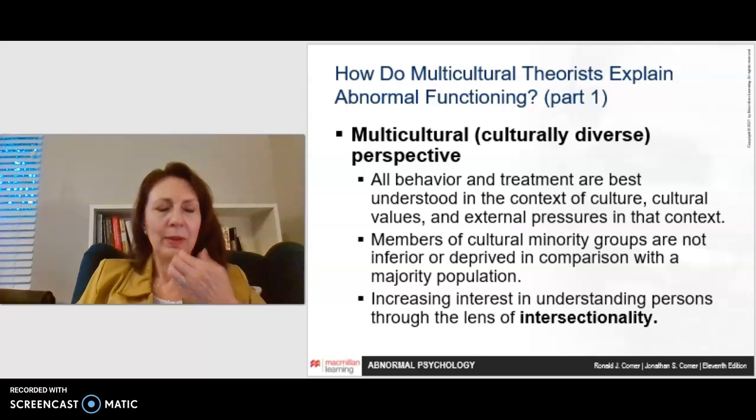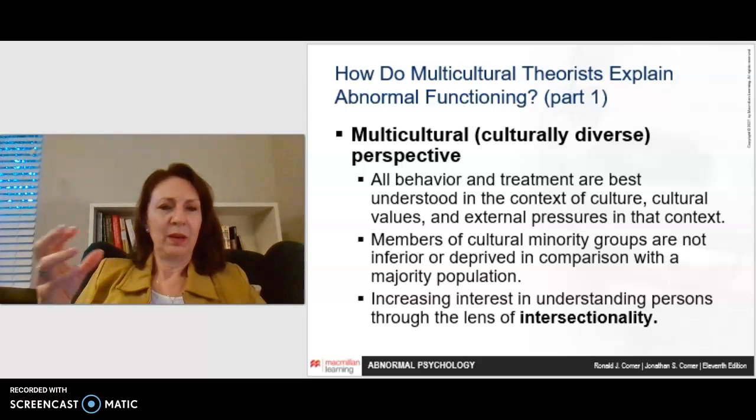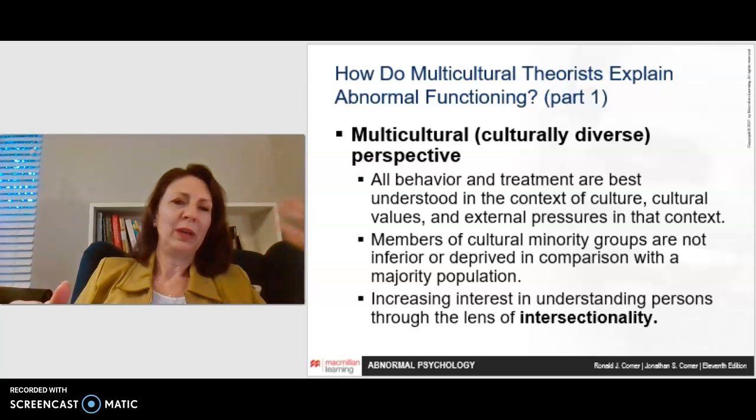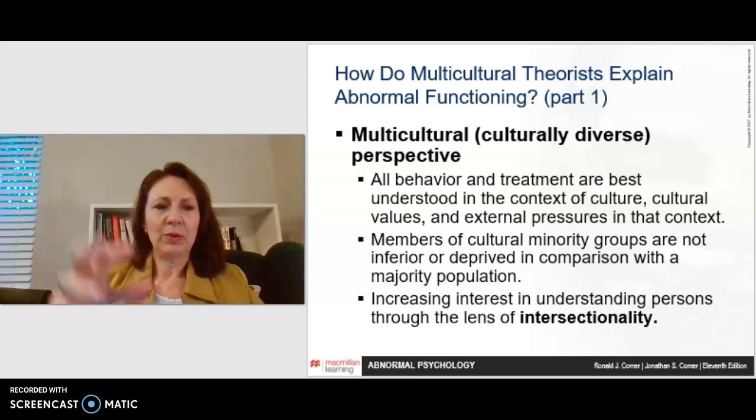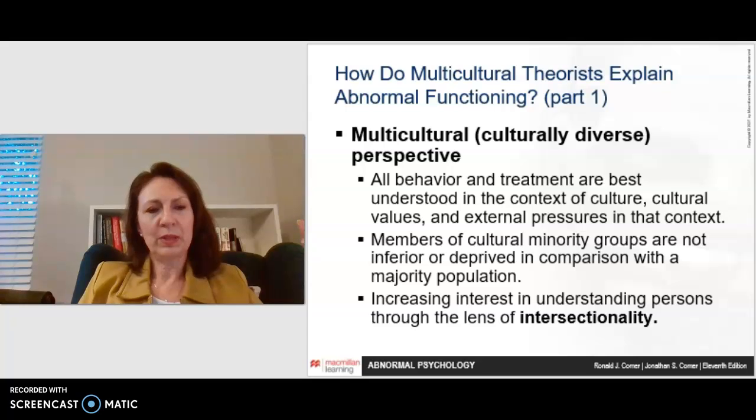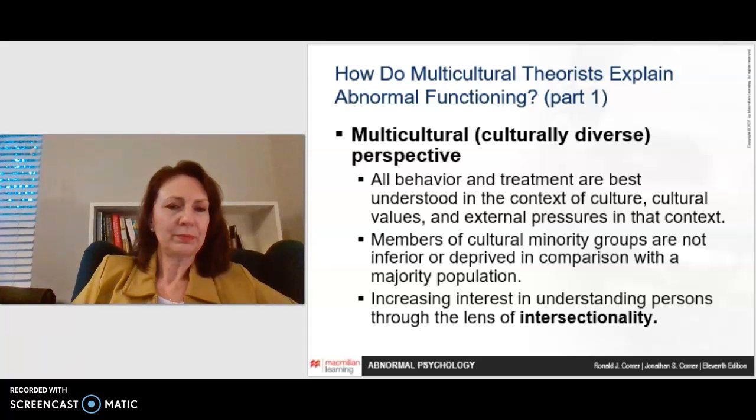So, for example, one could be a professor, one could be a member of a church, one could be a parent, one could be a board member, and how do all of those different experiences relate to each other and develop an individual's identity?